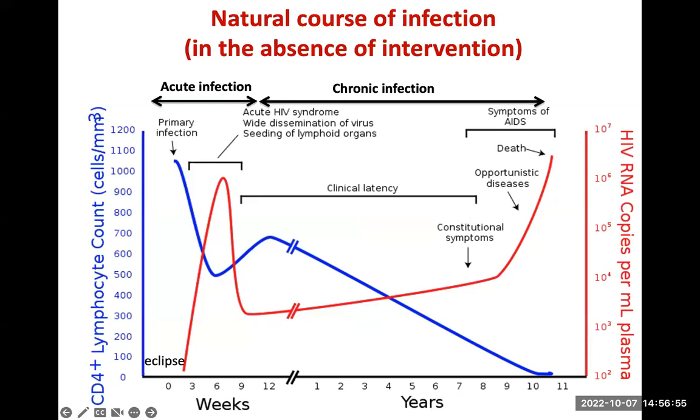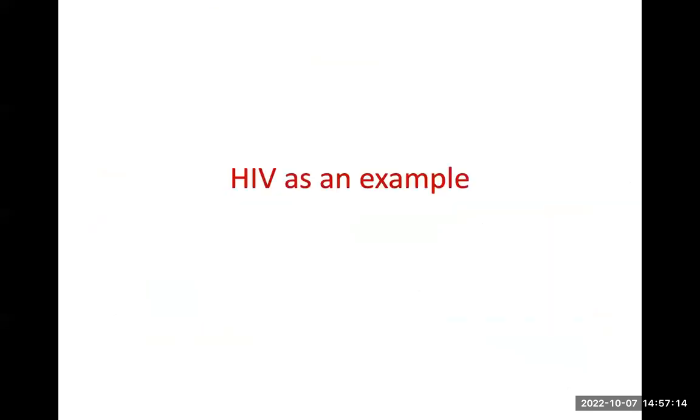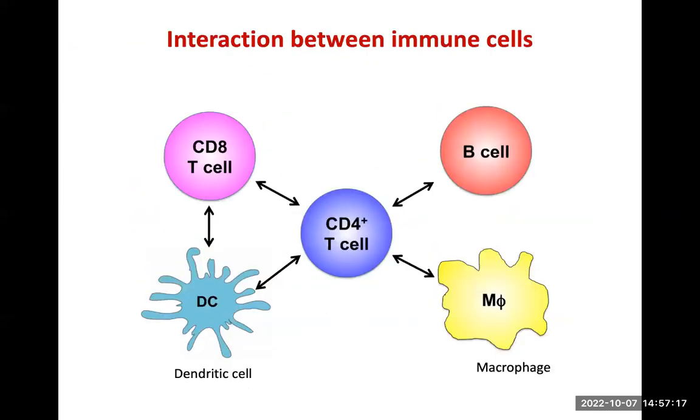So what happens when someone gets infected with HIV? I'm sure you all know about the CD4 T cell depletion, because HIV mainly infects CD4 T cells. And remember, the T cells play a very central role here.